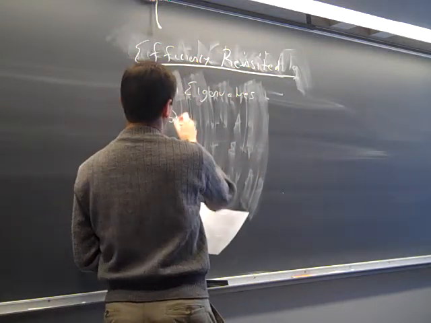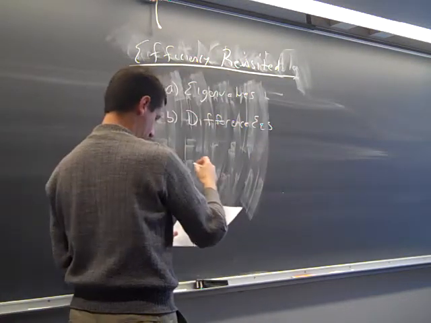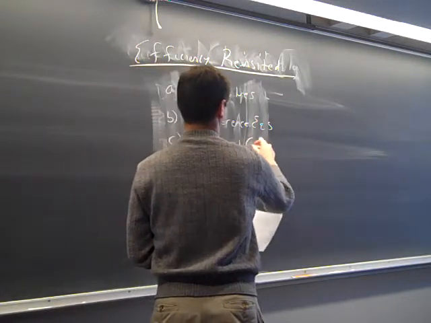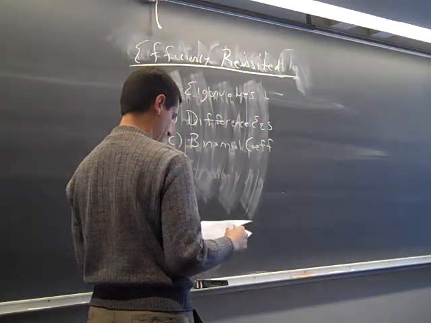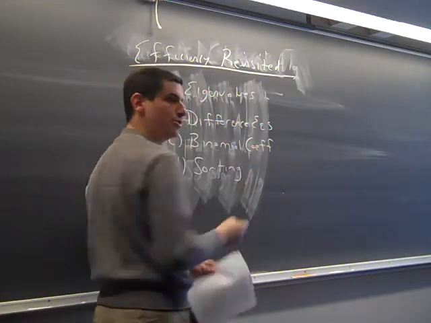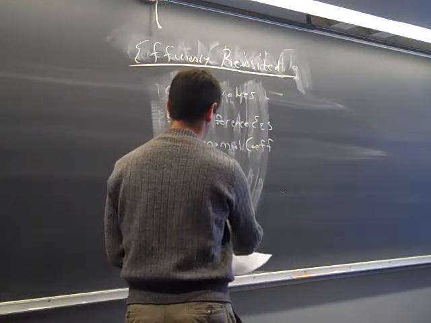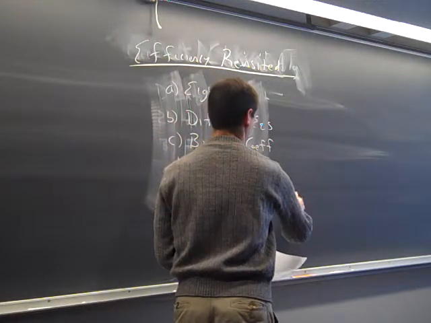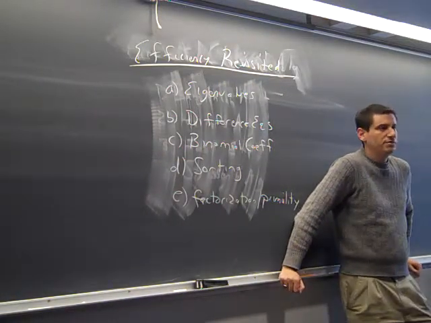The second one is difference equations. The third is binomial coefficients. Is there a fourth? There's a fourth, sorting. And for those of you at the colloquium today, we talked a little bit about sorting. And then the fifth is factorization. Okay. So these are 5 topics that I would like to revisit.